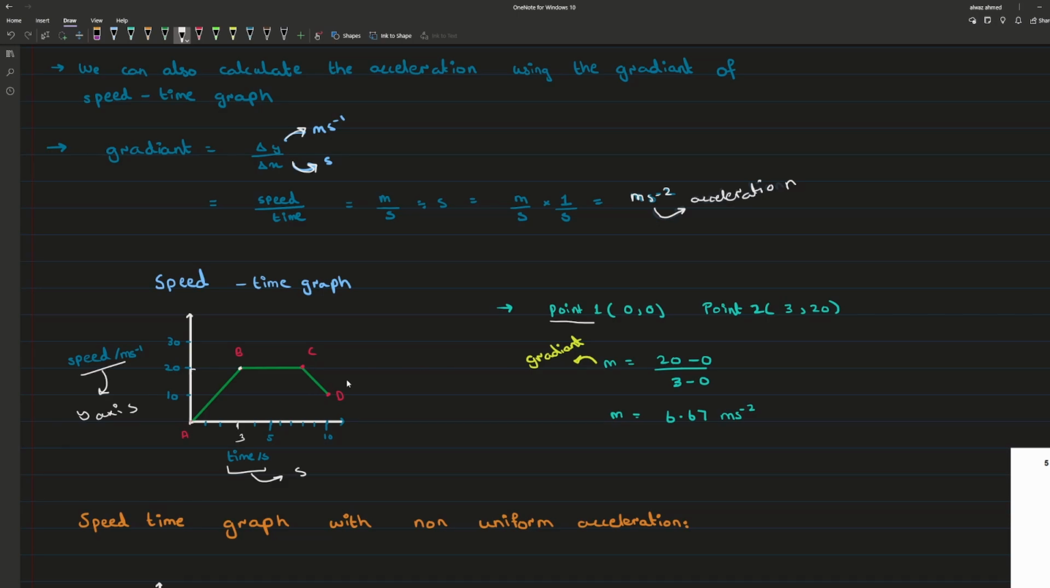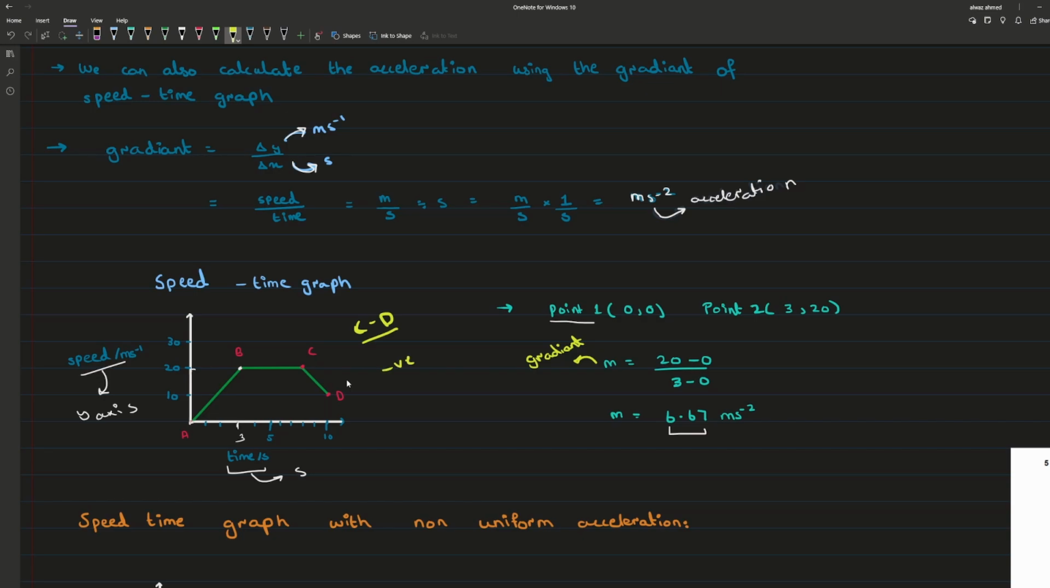Now we just plug in the values and we can see that the acceleration is 6.67 meters per second squared. This means that the object accelerated with an acceleration of 6.67 meters per second squared between A and B. Now another very interesting thing that you need to know is that if we try to calculate the acceleration between C and D, you're going to notice that the acceleration will be negative.